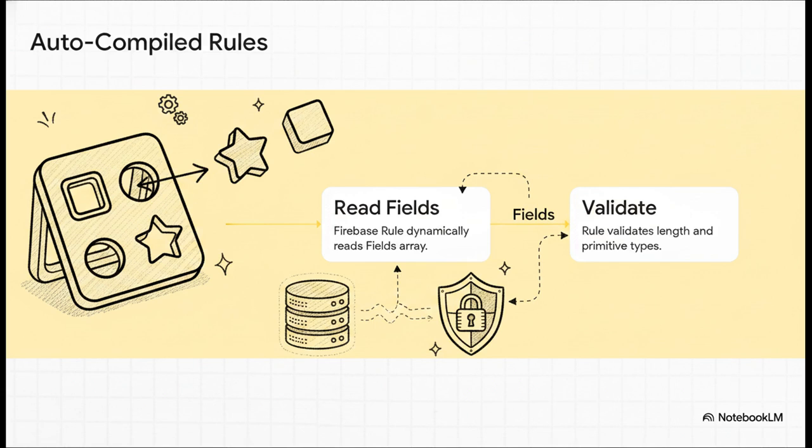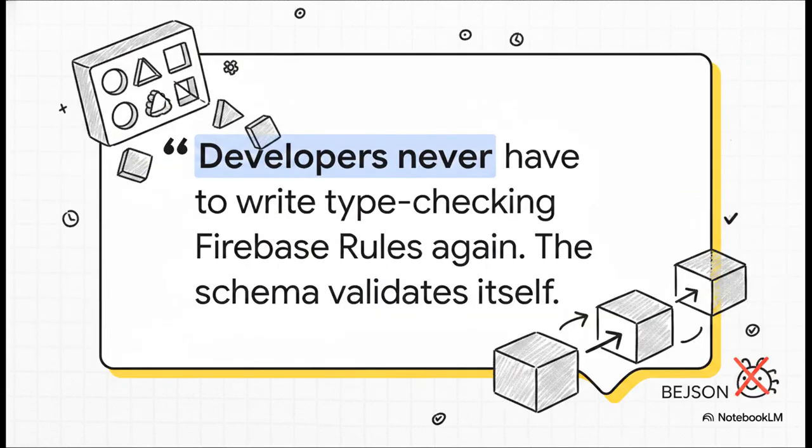But BJSON uses its own internal fields array as an automatic security boundary. Think of a baby's shape sorter toy. The star block only goes in the star hole. The box itself is the security rule. Literally, the documentation states that developers never have to write type-checking Firebase rules again. The schema validates itself at the database ingress layer. The document is essentially telling the database exactly what its own shape sorter looks like before the data even enters the system. This saves engineering teams massive amounts of time and practically eliminates all those frustrating bugs caused by mismatched data types.